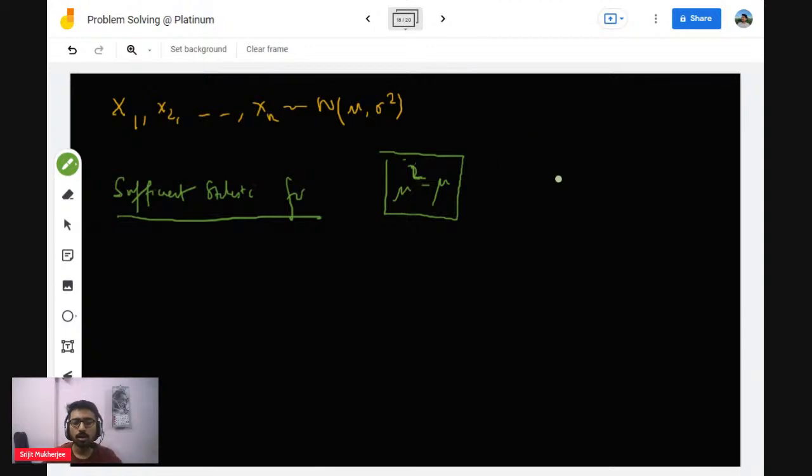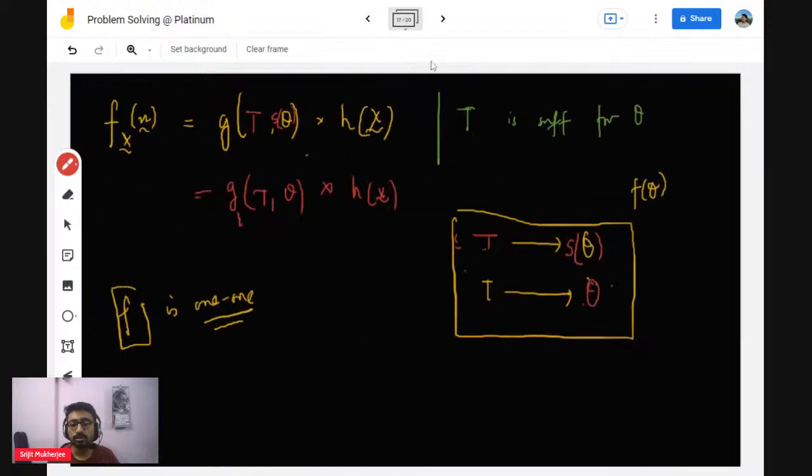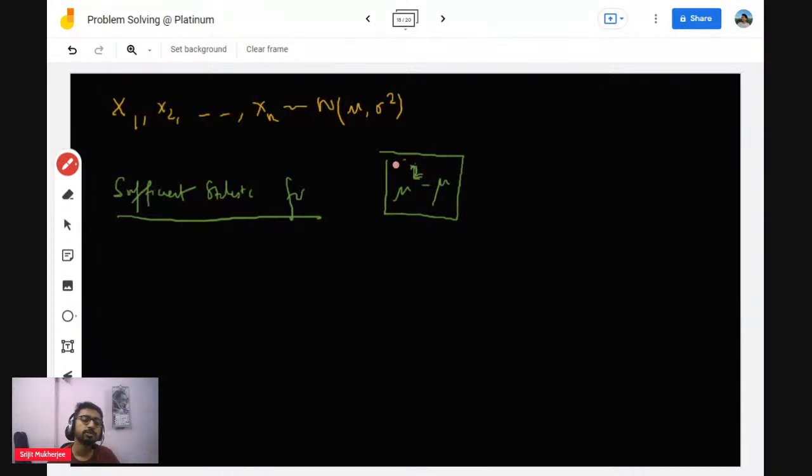How? If we can find it for mu, x square minus x is a one-to-one function? No, not one-to-one, but we can find the sufficient statistics individually and then. So that's what we have understood. It's not happening. It's not provable. So how do you find the sufficient statistic of mu square minus mu?